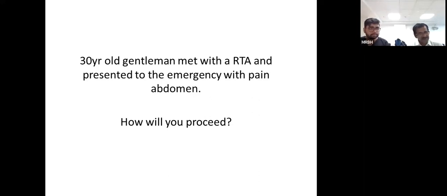Anyone else died on the spot indicates it's a severe violence. Yes. So these are the important parts in the history: the mechanism, the type of injuries, and then what about other history which may help you in diagnosis of abdominal trauma?